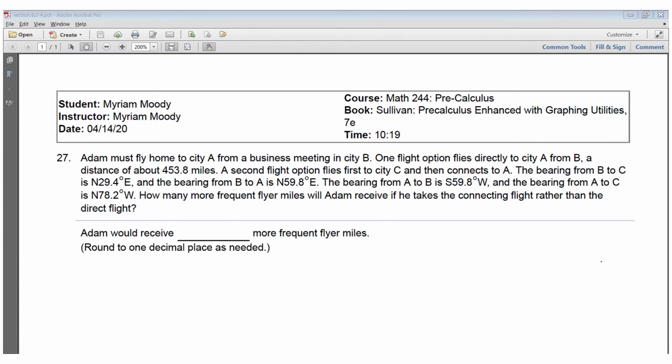Adam must fly home to City A from a business meeting in City B. One flight option flies directly from City B to A. That's about a distance of 453 and 8/10 miles. There's a second flight option that flies first to City C and then connects to A. The bearing from B to C is north 29.4 degrees east, and the bearing from B to A is north 59.8 degrees east. The bearing from A to B is south 59.8 degrees west, and then the bearing from A to C is north 78.2 degrees west.